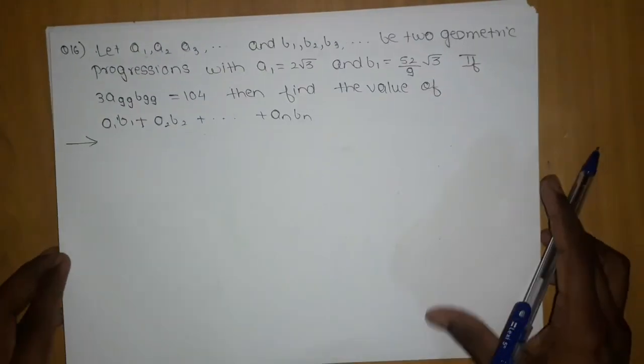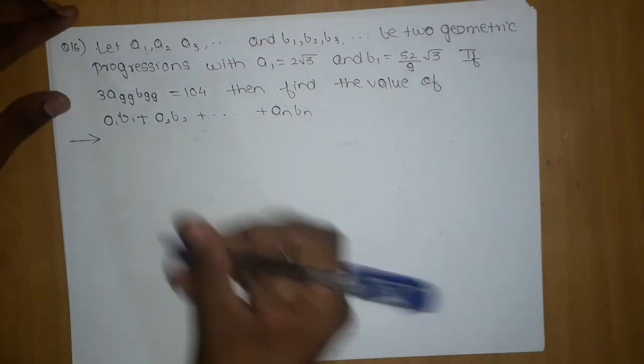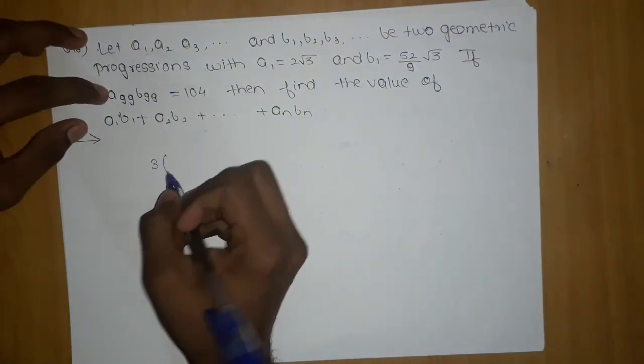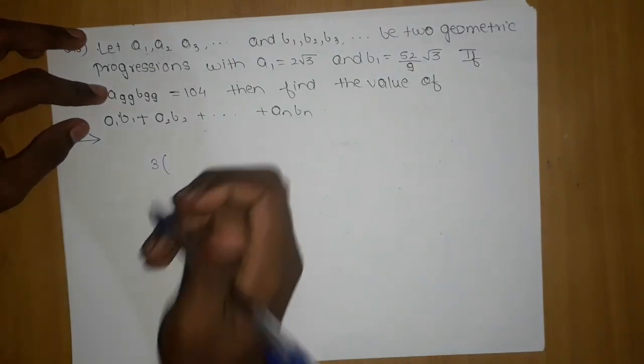The next question is this 16th question, which says let a1, a2, a3 and b1, b2, b3 be two geometric progressions with a1 equals 2 root 3 and b1 equals 52 by 9 root 3. If 3 times a99 b99 is equal to 104, then find the value of this. So what we can do, 3 times a99 will be what? There is nothing else we can do here instead of opening it.